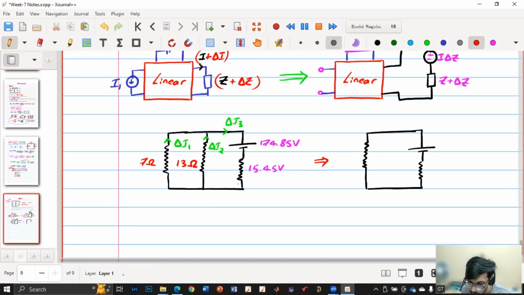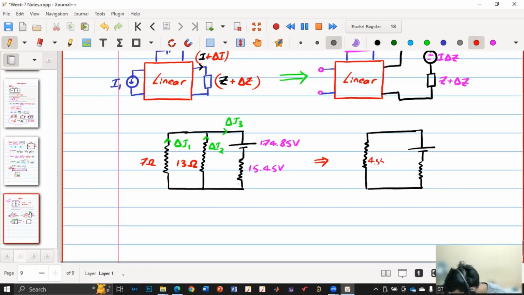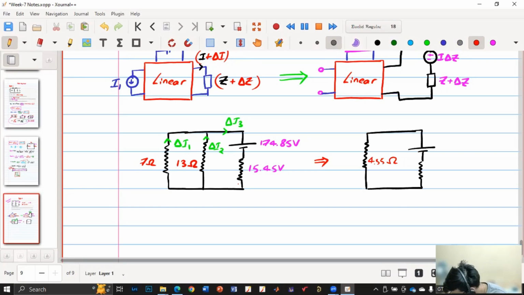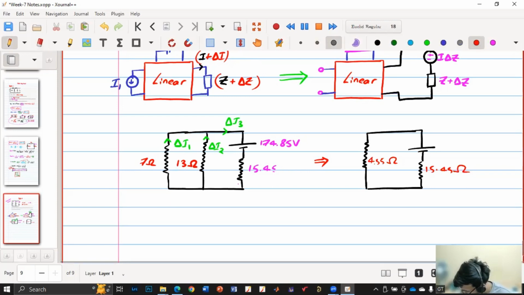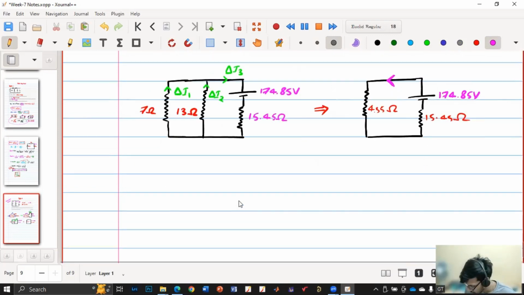Four point 55, right? And this is 15.45 ohms. Sorry, this is not volt, this is ohms. And this is 174.85 volt. So now the current direction will be in this direction, right? So which is minus delta I3. So can you calculate and tell me what is delta I3?